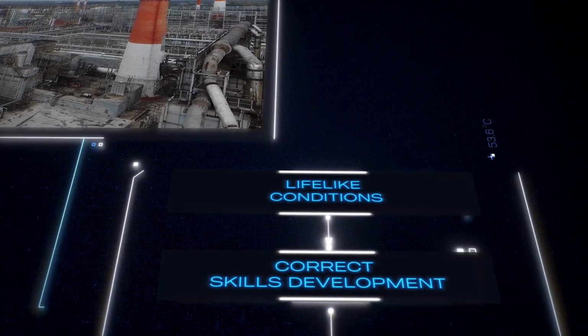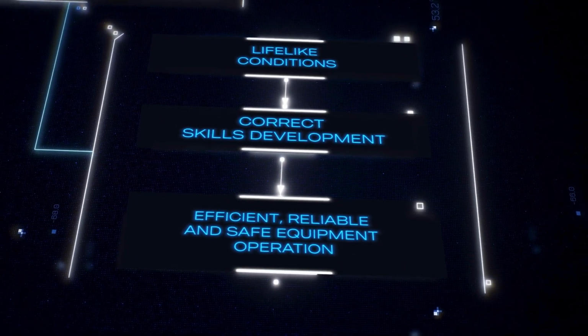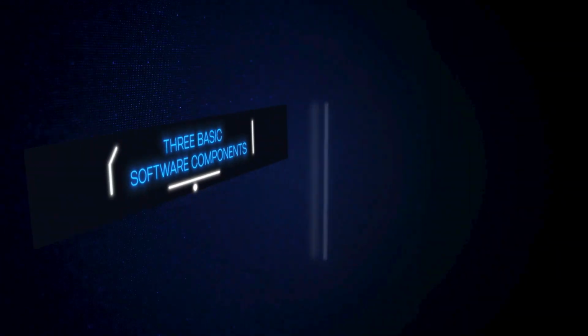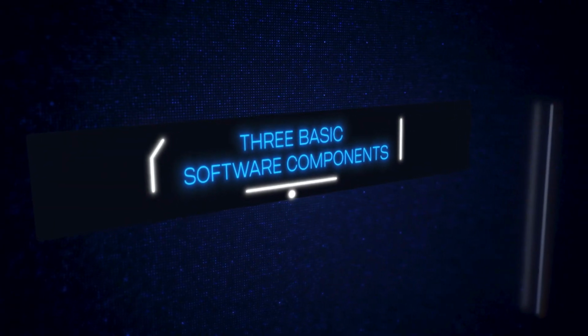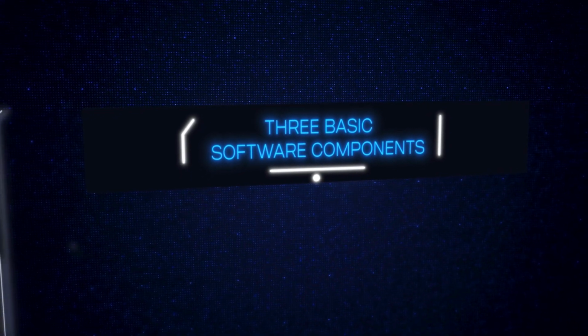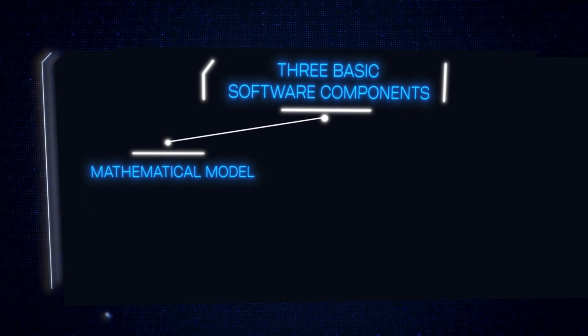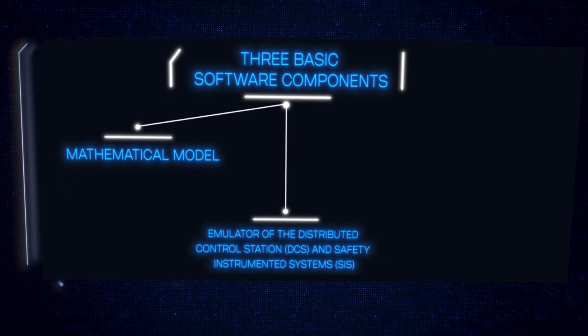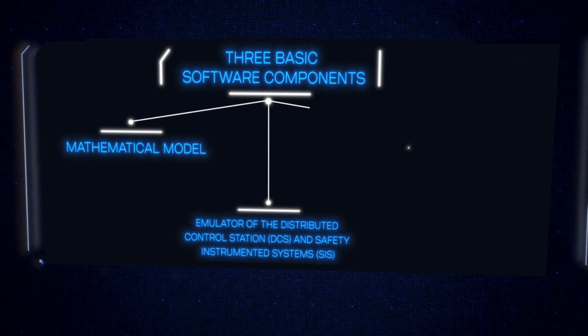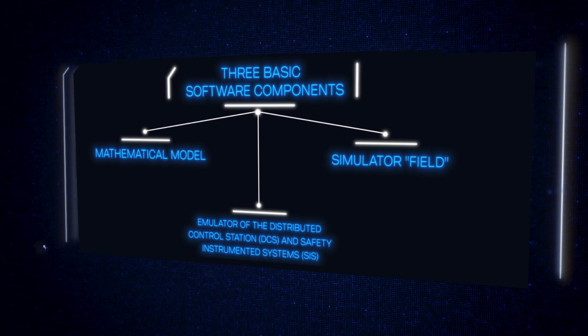To address these tasks, it is necessary to provide training in conditions that closely resemble reality. A mandatory requirement for any training complex is the implementation of 3 basic software components: a mathematical model of the technological process, an emulator of the Distributed Control Station, DCS, and Safety Instrumented Systems, SIS, and an equipment simulator located beyond the operator's station, known as the field.